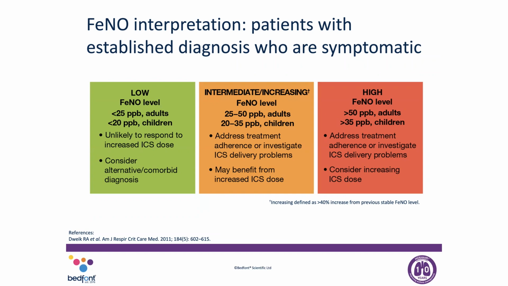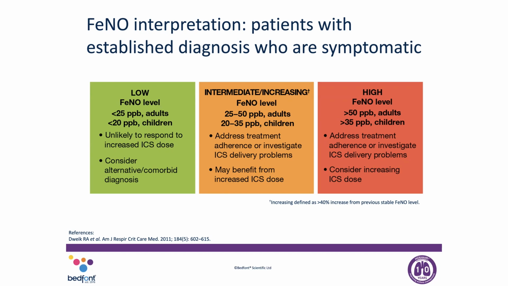So if you have a patient that has increasing symptoms and you measure their FeNO and it's below 25 parts per billion in an adult, or 20 in a child, that tells you that that patient has not got active airway inflammation. It tells you that the driver for those symptoms is not inflammatory. So increasing the anti-inflammatory treatment will not be helpful. In that case, adding in a long-acting beta-2 agonist is exactly the thing to do.